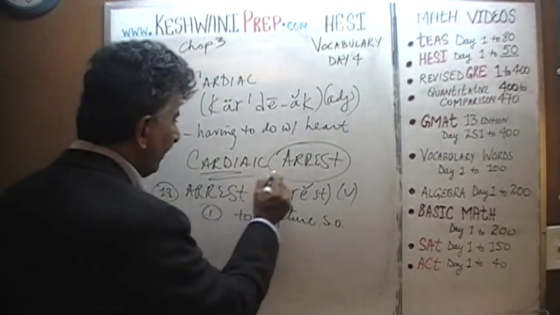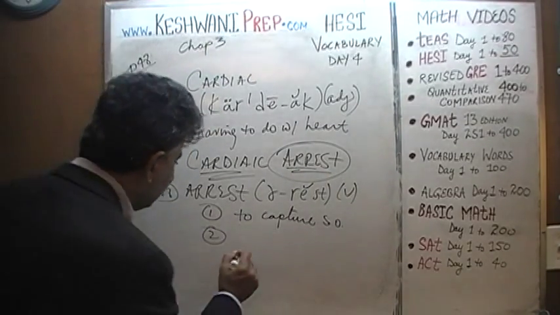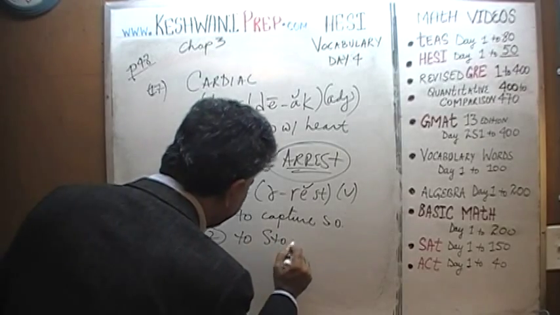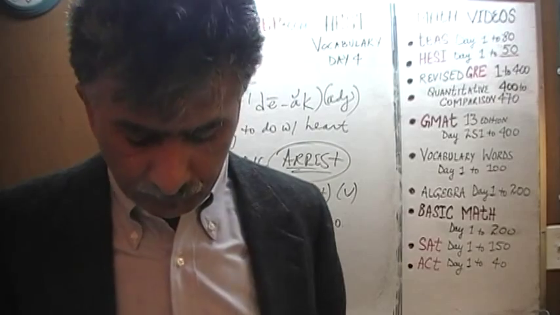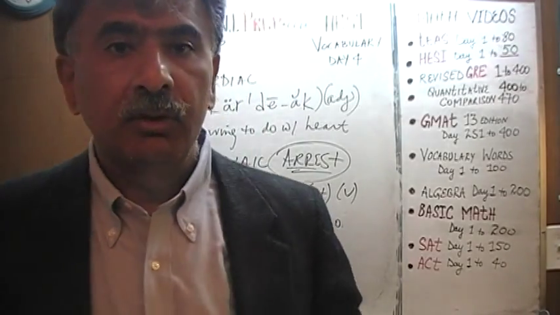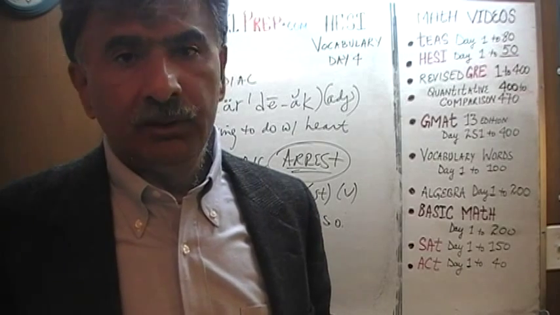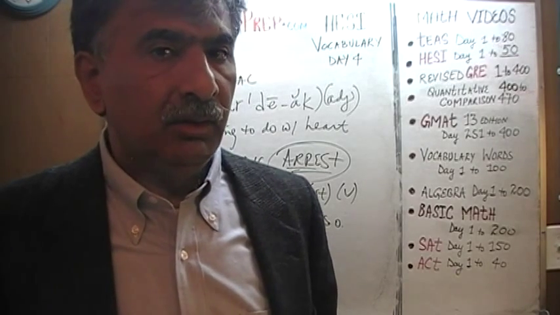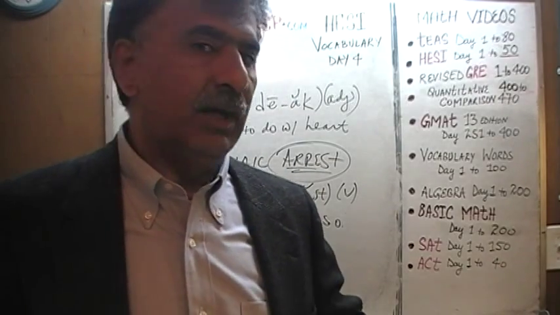A cardiac arrest is so called because the second meaning of the word arrest is to stop. So a cardiac arrest is so called because the heart stops working. The heart stops functioning. Michael died yesterday. He had a cardiac arrest. His heart stopped working.